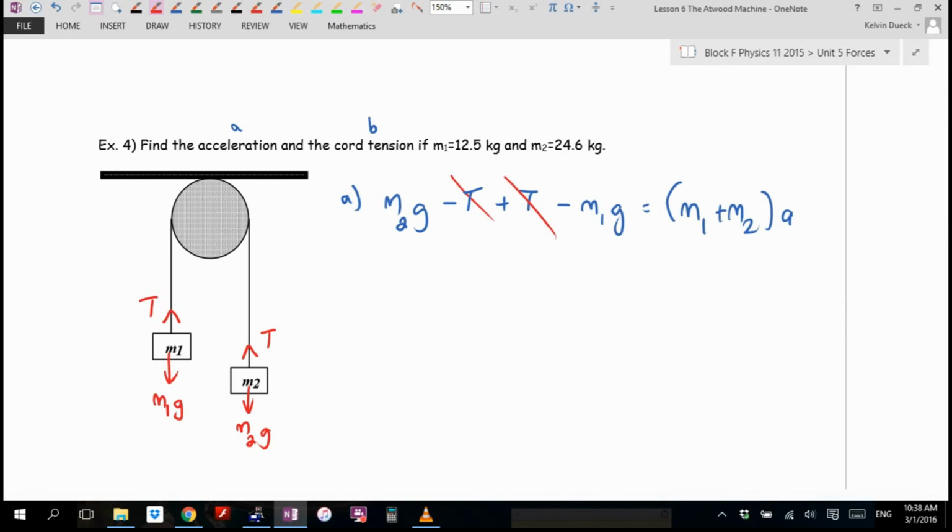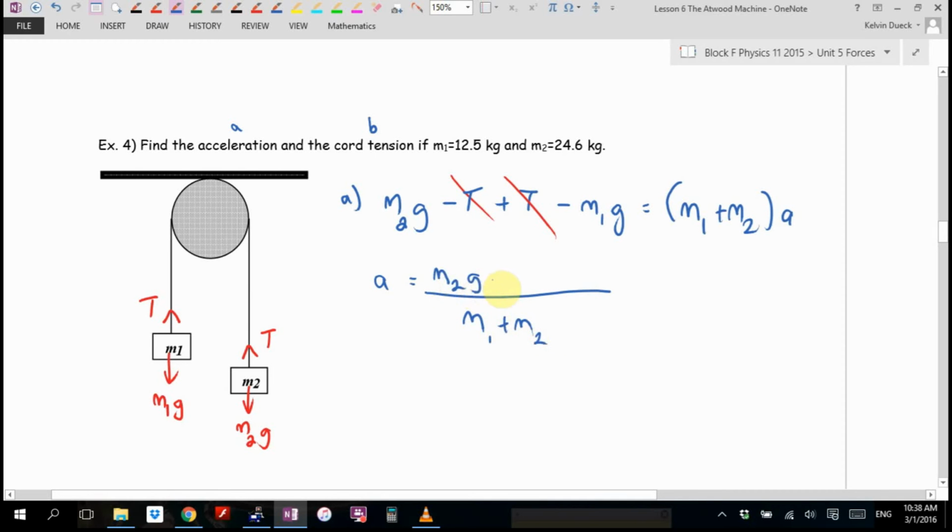Lydia, how would I get the A by itself? So it's going to be M1 plus M2 on the bottom. Really, this is a continuation, Sarah, of the lesson from yesterday with more than one mass. I just stuck a pulley in there to give us a full 180-degree turn. I think now it's plug and chug. M2, 24.6. You know what? I need more room, Mr. Dewick.